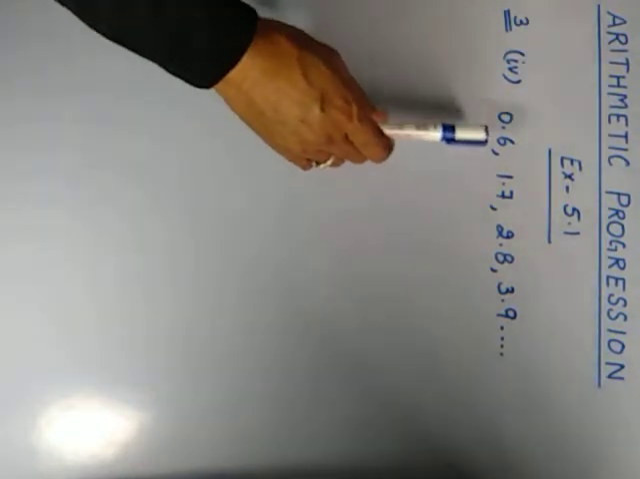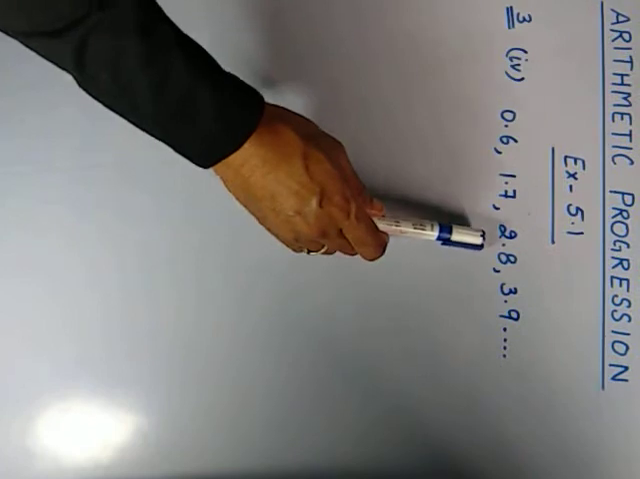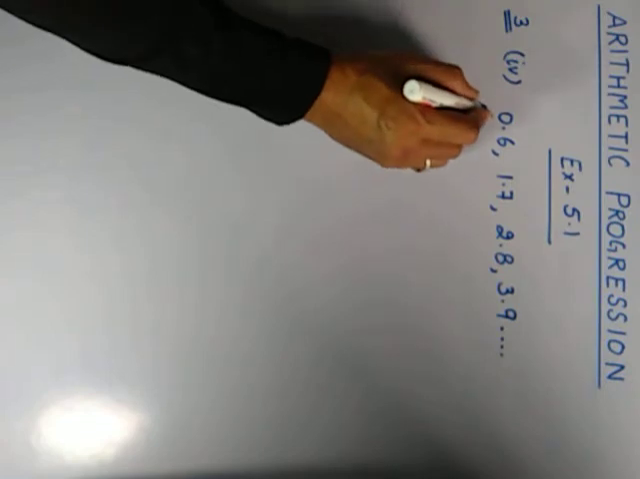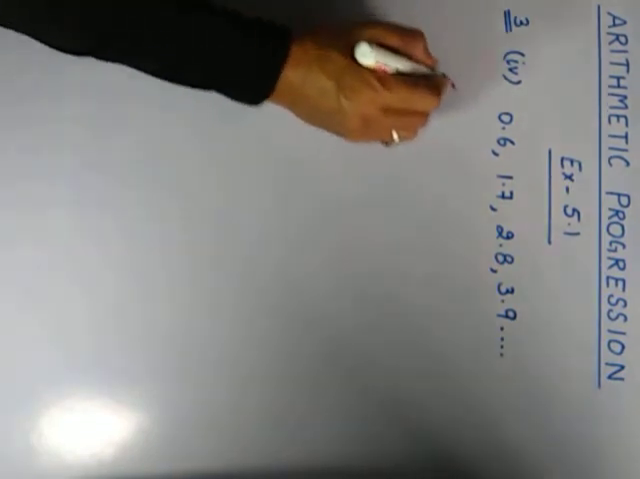Question number 3. For the following APs, write the first term and the common difference. So fourth part is 0.6, 1.7, 2.8, 3.9 and so on. So this is an infinite AP. We have to just write the first term and common difference.